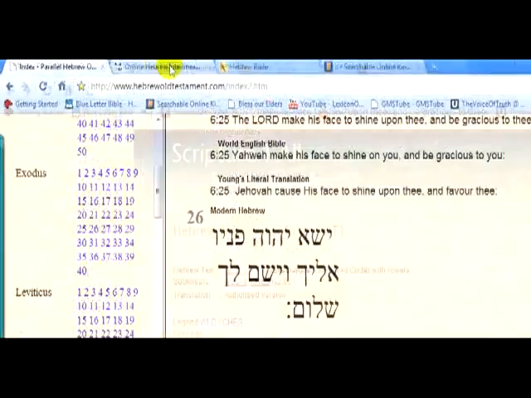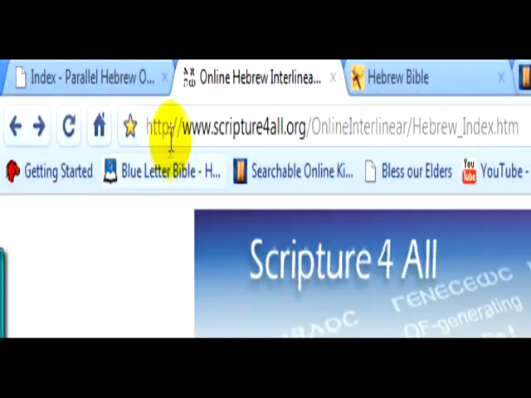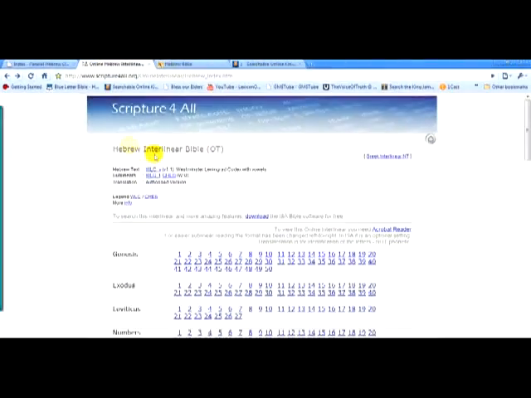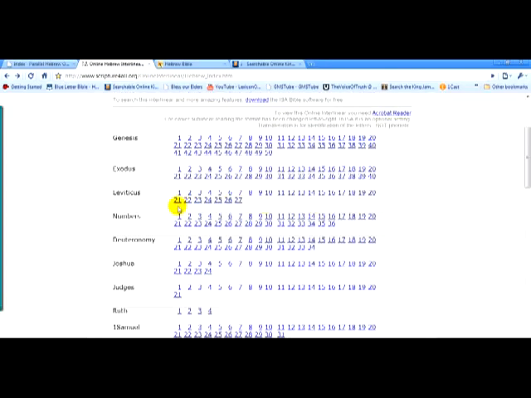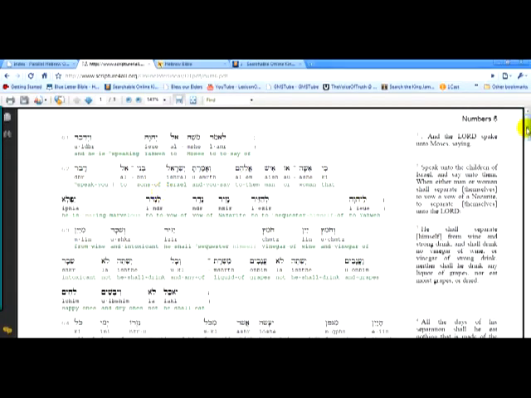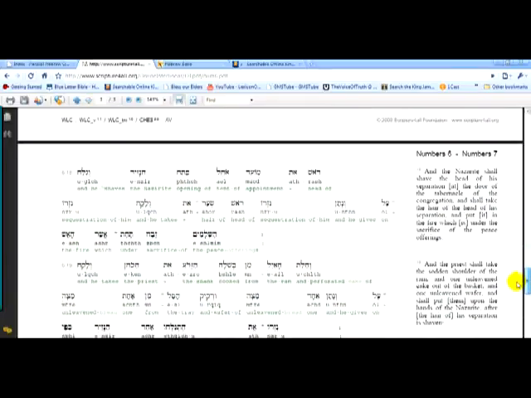Now I have here this website. This is a Hebrew interlinear Bible for the Old Testament. If you want to go and check it out for yourself, you can do that. But if you don't know the Hebrew, then you're gonna get confused as to what's what. Let's go to the book of Numbers, the 6th chapter, where we were just reading, and then we'll go down to the 24th verse, which is right here, right?